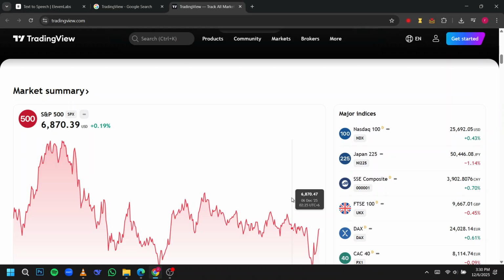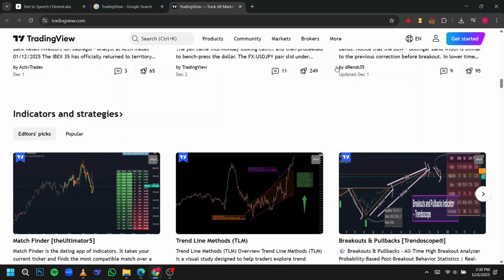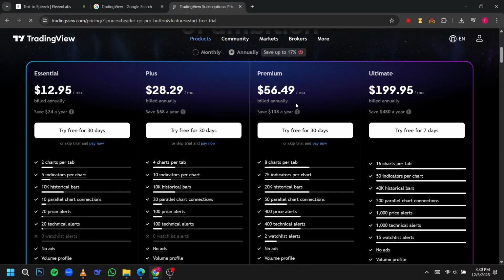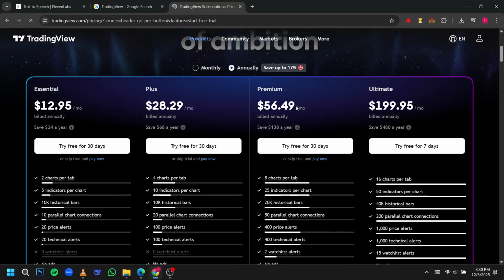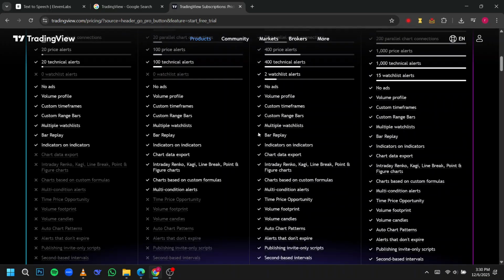Now, about pricing. The free plan is solid for beginners. You get basic charts and a few indicators, but you will see ads. The Pro plan removes ads, increases the number of indicators per chart, and gives you more layout options. The Pro Plus and Premium tiers unlock unlimited alerts, faster data, advanced automation, and backtesting tools, making them ideal for active traders and algorithmic developers.